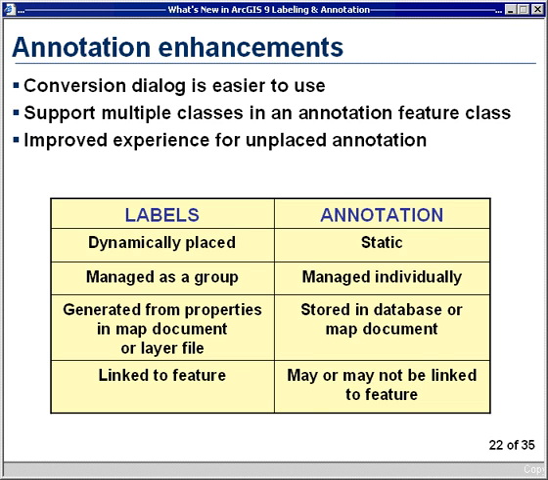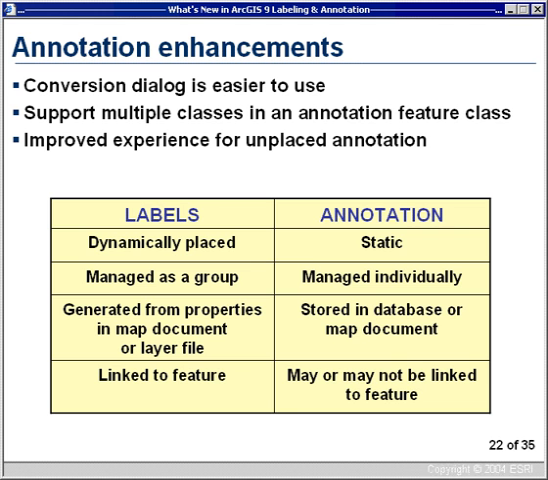First, let's make sure we're all on the same page in regards to labels and annotation, because they are different. The differences are highlighted in the table on the slide, and I'll go ahead and mention just a couple. Our labels are dynamically placed. They're managed as a group. Your annotation's static and managed individually. There's a couple other options there that you can see are differences between labels and annotation.